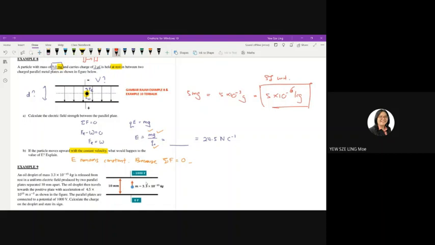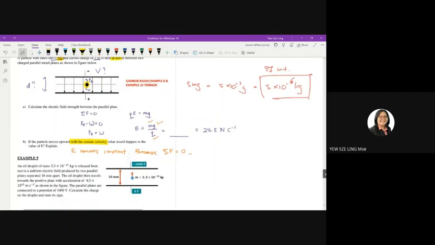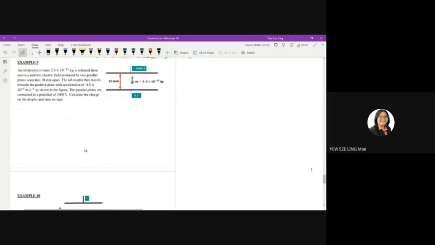Okay, so example 8 is just a very simple, very short question. As long as you don't make a careless mistake in the unit conversions, most of you should be able to answer example 8. Now let's look at example 9.